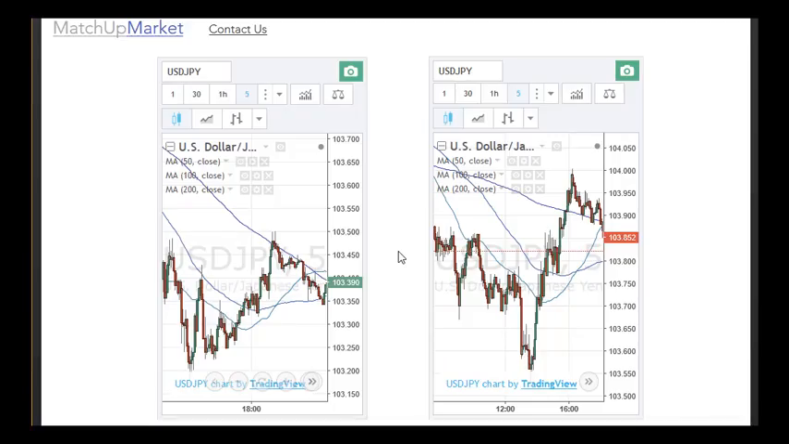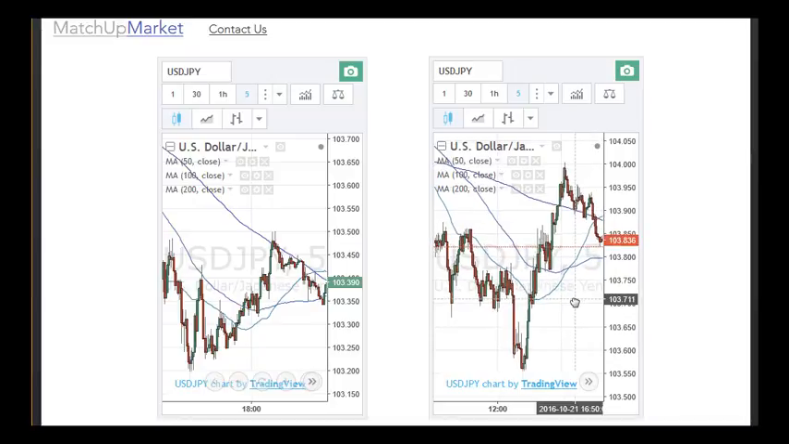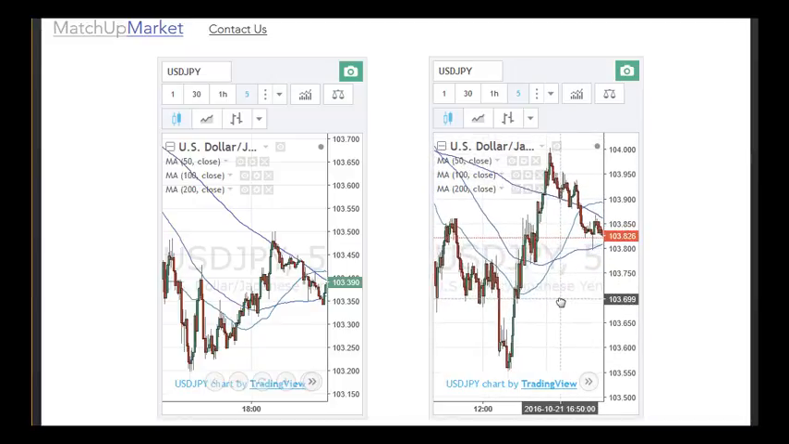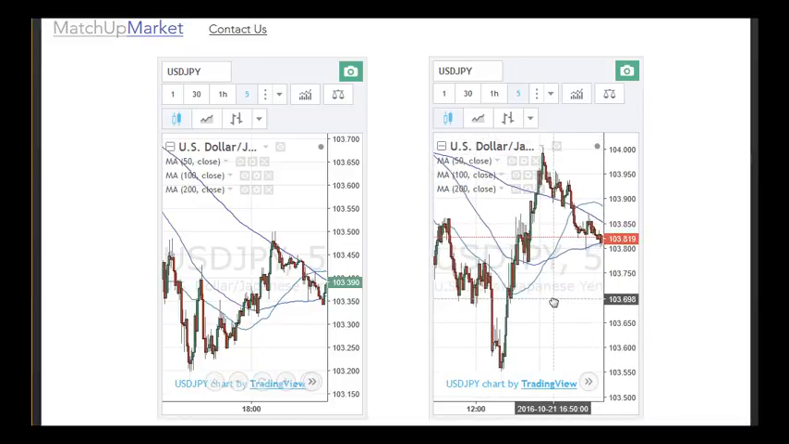So it's been an hour later. I don't execute trades from Matchup Markets. You go to your own platform, but as we can see, price moved down and it hit my profit target right on the 50, exactly as it did the previous time. We can see I put my stop above about there and entry, and took profit right down at the 50.